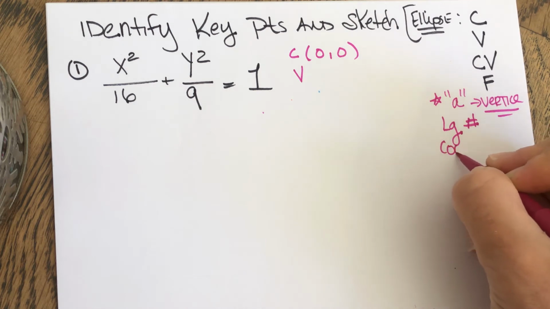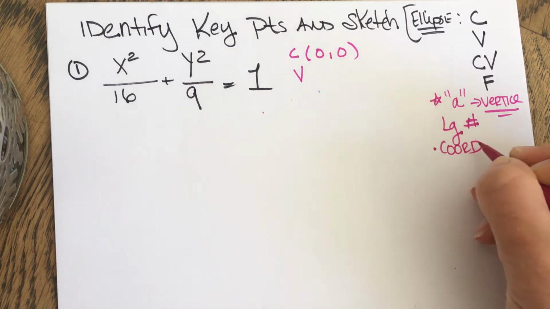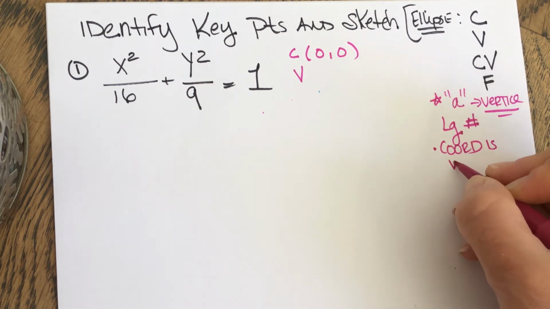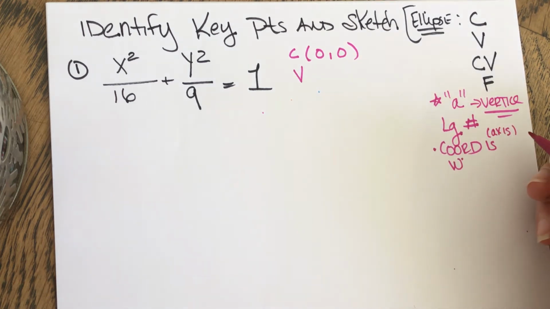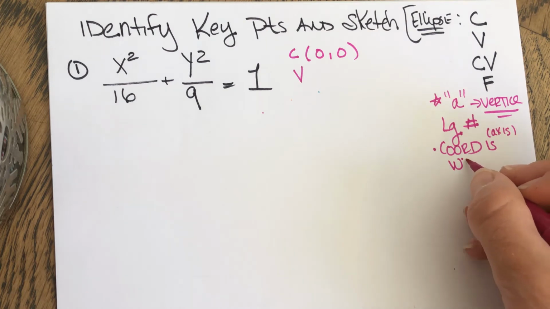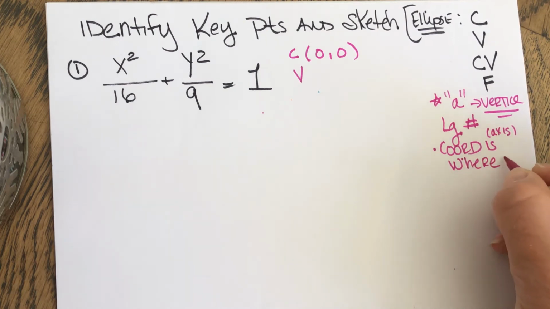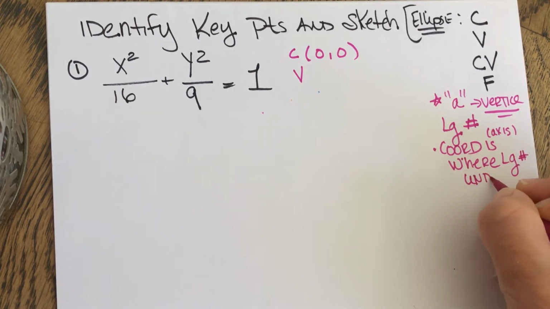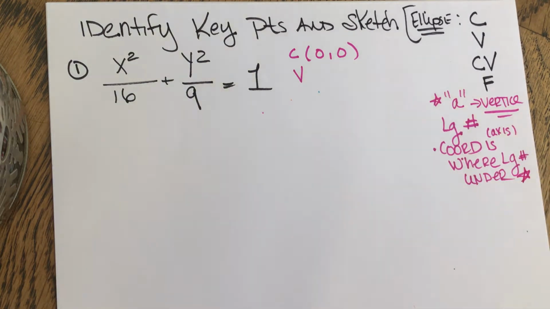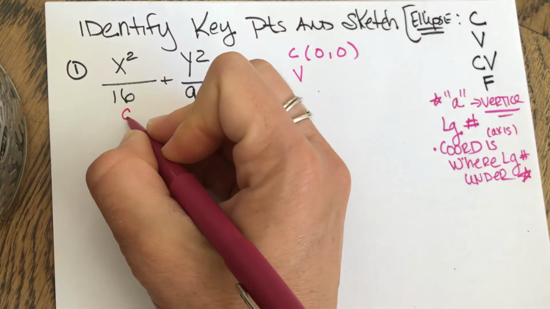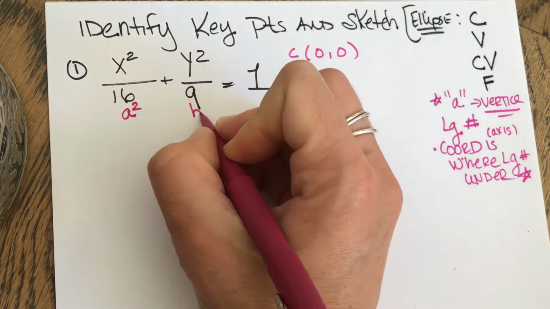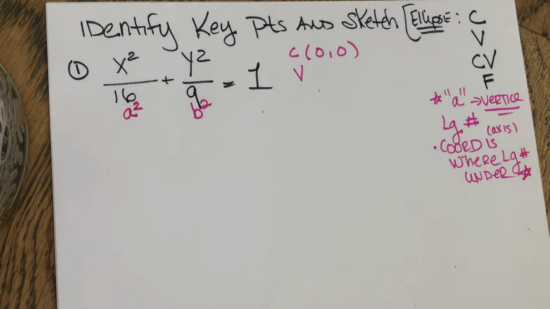So whoever, and write this down, the coordinate, or you could say your axis, you'll see what I'm talking about, is where the larger number is under. Now, I know that's kind of wordy. Let me explain that. For example, here's what I would do if I were you guys first. Who's larger? 16, on your paper, right? This is the a squared and this is the b squared. I want that written down.